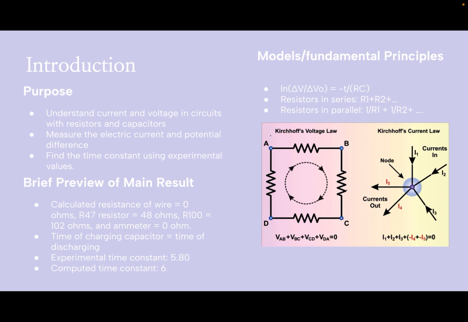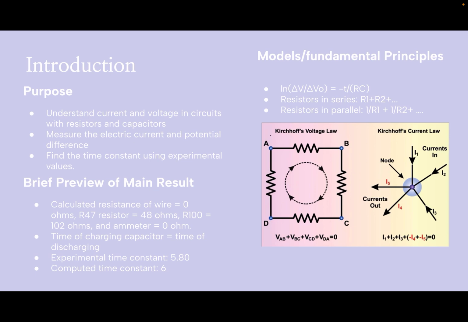You take the ln of delta V over your V naught for your voltage, and you set that equal to negative T over RC in order to find the time. The other to know is that for resistors in series, R total is equal to R1 plus R2 and so on. Resistors in parallel, 1 over R total is equal to 1 over R1 plus 1 over R2, etc. So the goal was to understand current and voltage in circuits with resistors and capacitors.